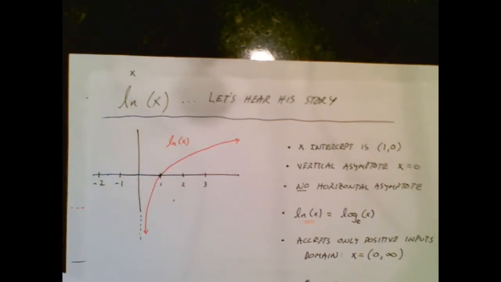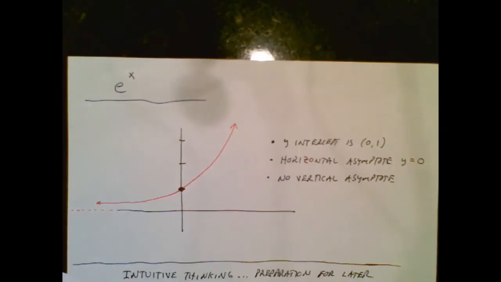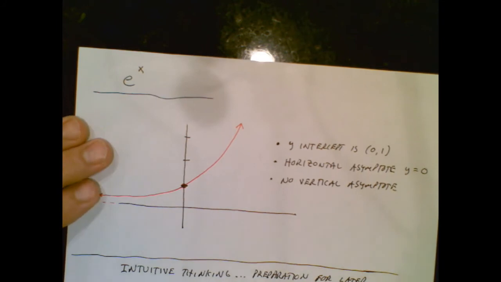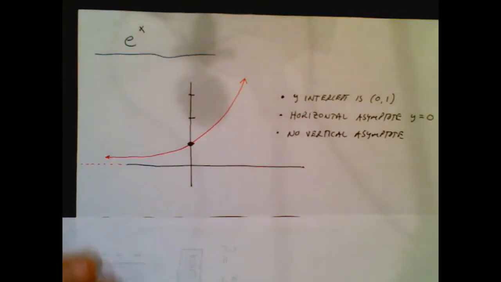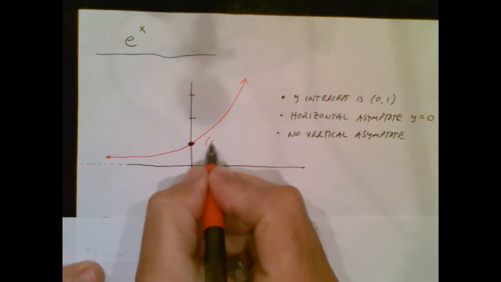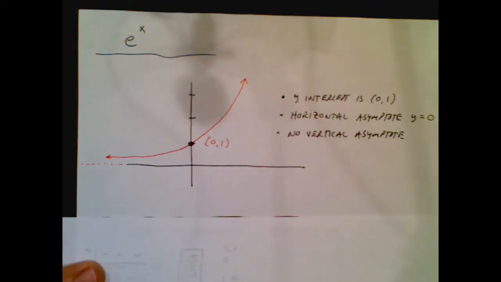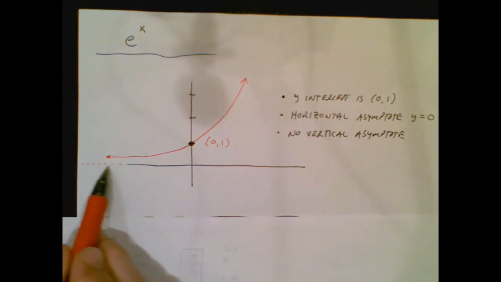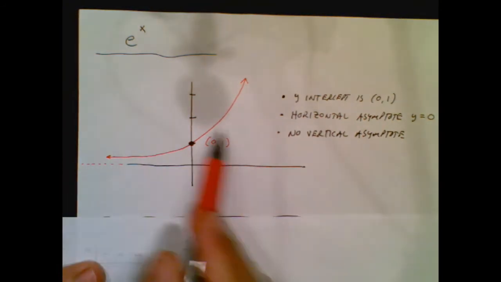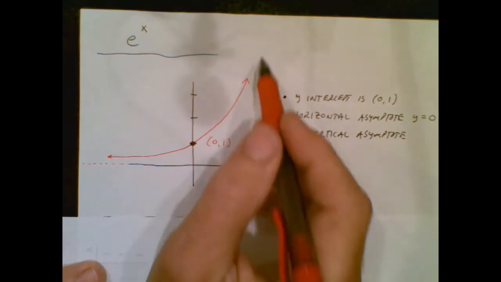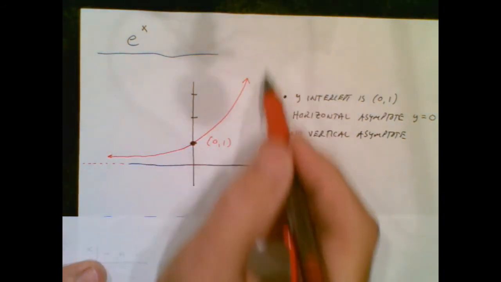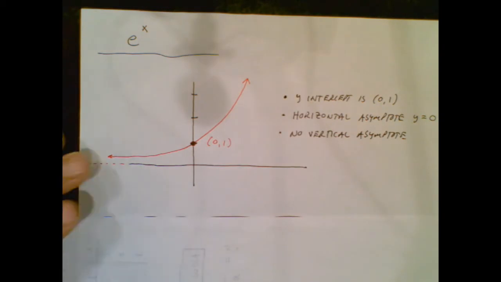And this is your natural log. Let's do a super abbreviated version of e to the x. You're much more comfortable with e to the x, I'll bet, but know that it has a y-intercept of (0, 1). You've got yourself a horizontal asymptote over here, and there is no vertical asymptote. This continues to climb forever, but there's no border or asymptote over here. That's probably all I need to say about e to the x.